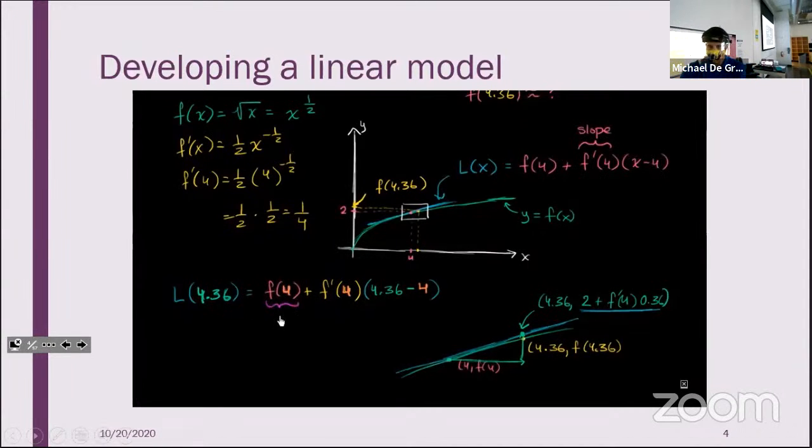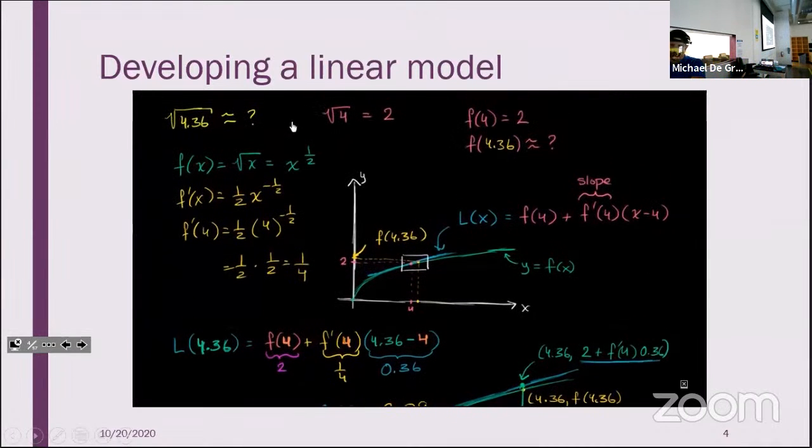Well, this we already established is positive 2. This we already established is 1/4. And this part right over here is 0.36. So this is going to be equal to 2 plus 1/4 times 0.36, which is 0.09. So this is going to be equal to 2.09. So that is our approximation, and it should be, at least based on how I graphed it, a little bit higher than the actual value of the square root of 4.36.